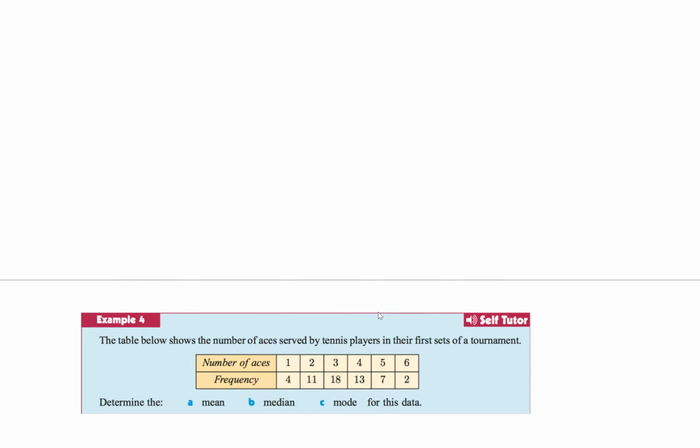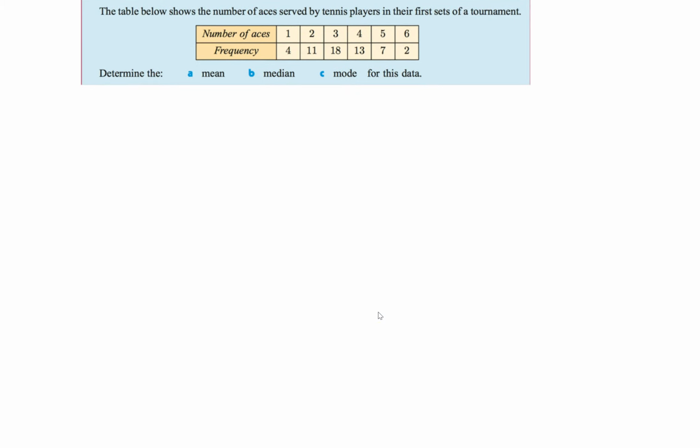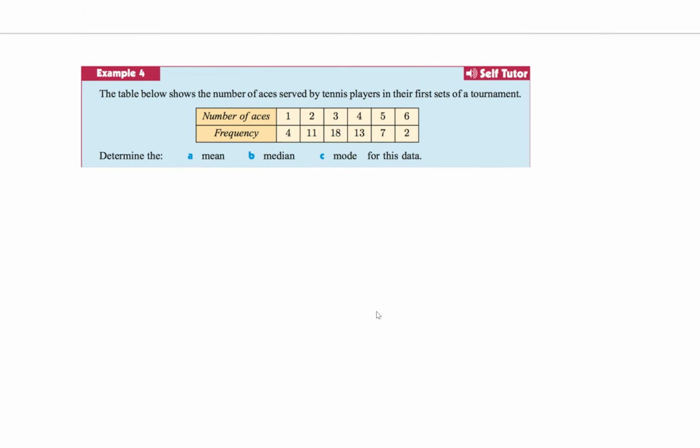Let's do an example. I'm going to do it 2 ways. I'll do it by hand first, and then I'll show you how to do it with the calculator.